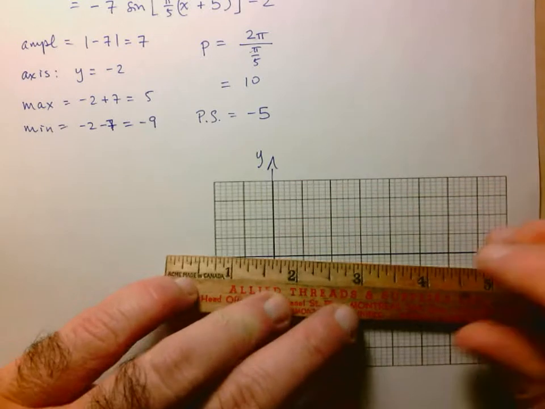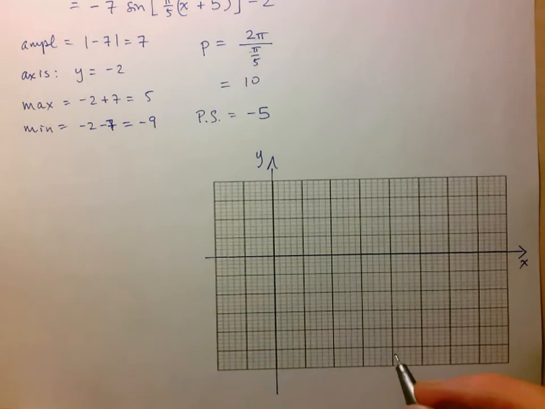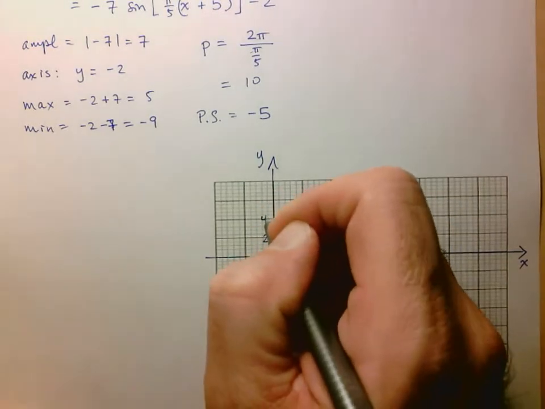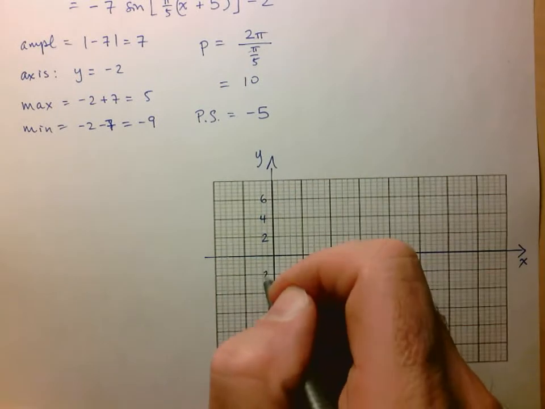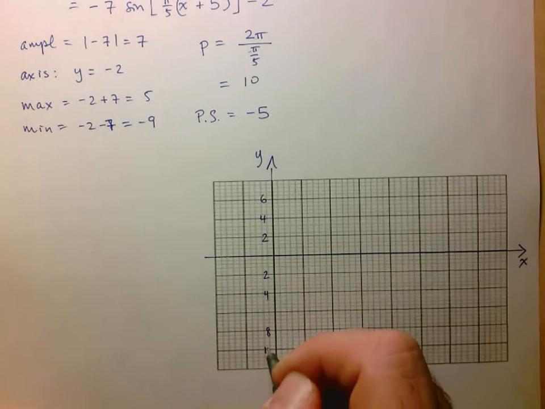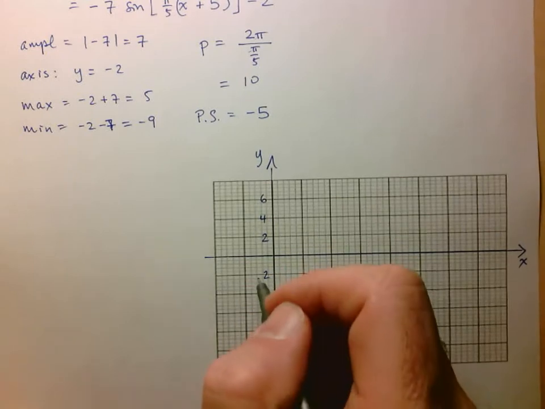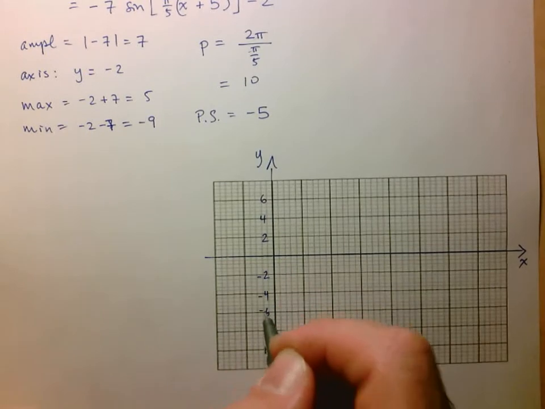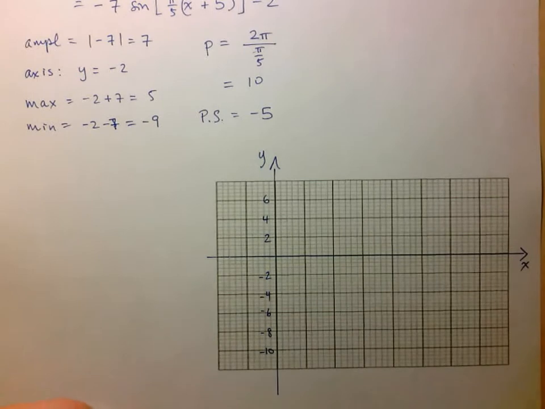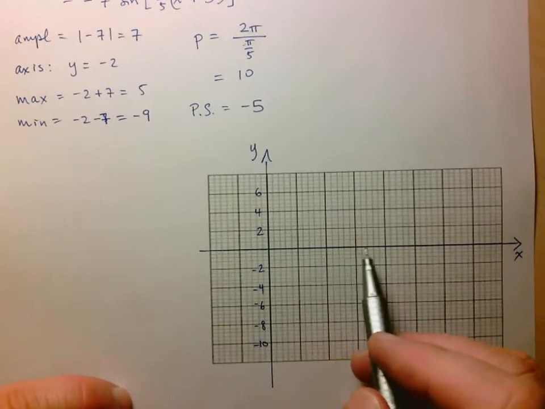Okay, I want to make good use of the space on my graph. So here on our y-axis, we've got 2, 4, 6, and then here we've got 2, 4, 6, 8, 10. And of course these are negative. There we go. All right, and now for my x-axis, again, all I care about is 1, 2, 3, 4.